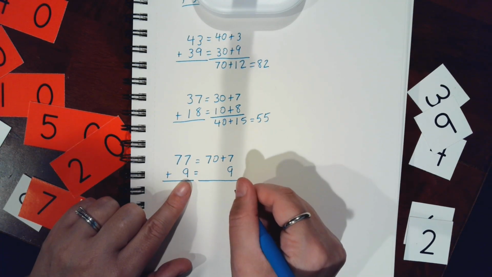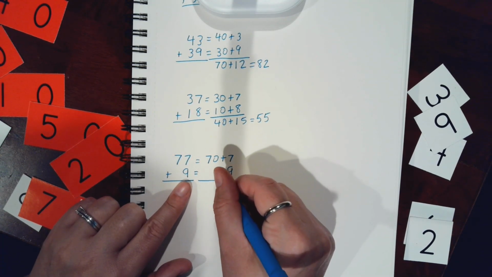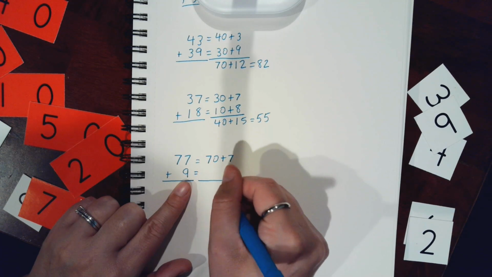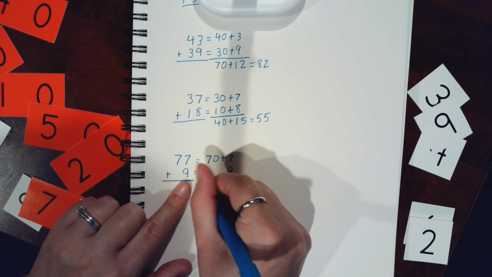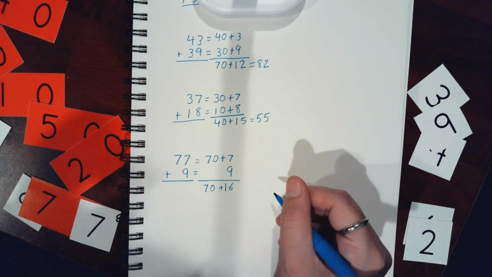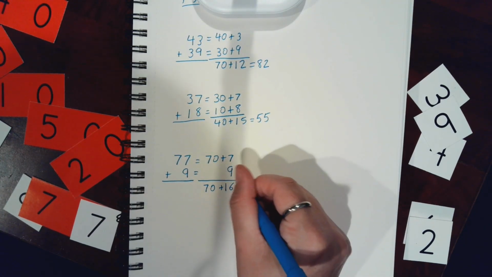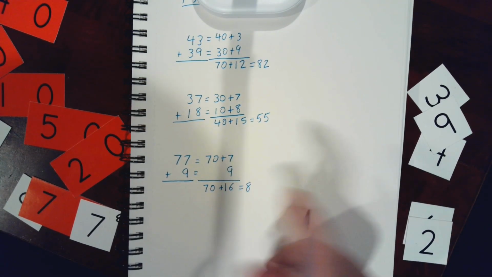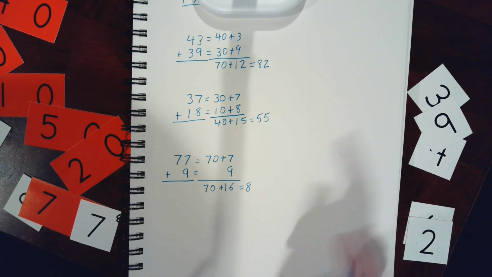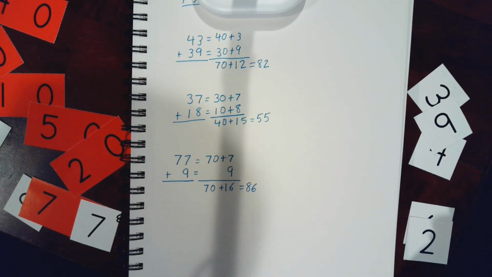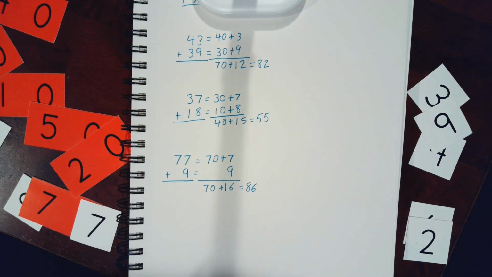7 plus 9 gives me 16. So I'm going to put my 16 plus, then I'm going to put my 70 over here. So I have that extra 10, so instead of 7 tens, I'm going to have 8 tens. And then my ones place is going to total 6. So 77 plus 9 gives me 86. So there's partial sums using expanded form to help you.